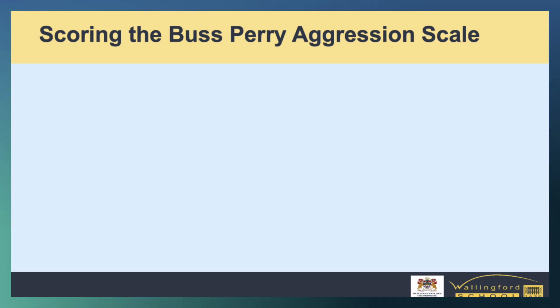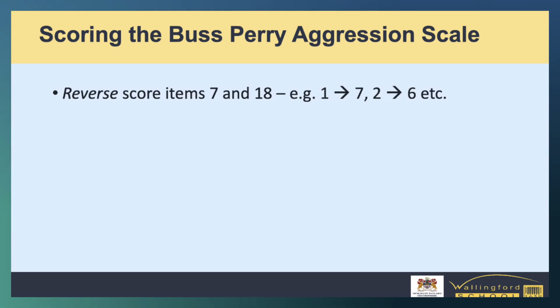To score the bus-peri aggression scale, you need to first of all reverse score two items, items 7 and 18. So if on item 7, for example, somebody had put 1, you would change that to a 7. If they put a 2, you would change that to a 6.